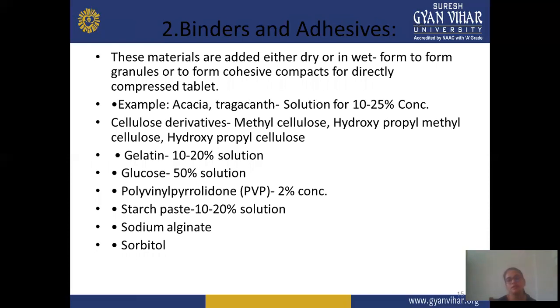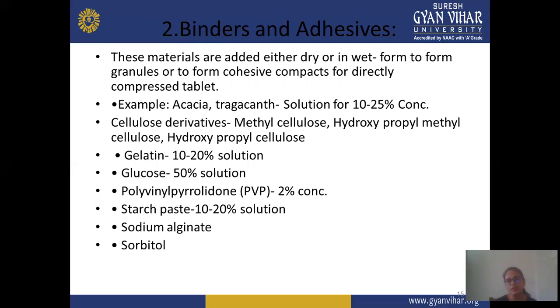In this excipient part, second is binder and adhesive. Binder and adhesive are very important for compression, making a bond between all excipients and the drug, and this kind of adhesive plays an important role in your tablet. These are materials used either dry or in wet form to form granules. Means these binders are not necessarily used in dry form. Maybe you prepare a solution, or maybe use it directly in dry form.